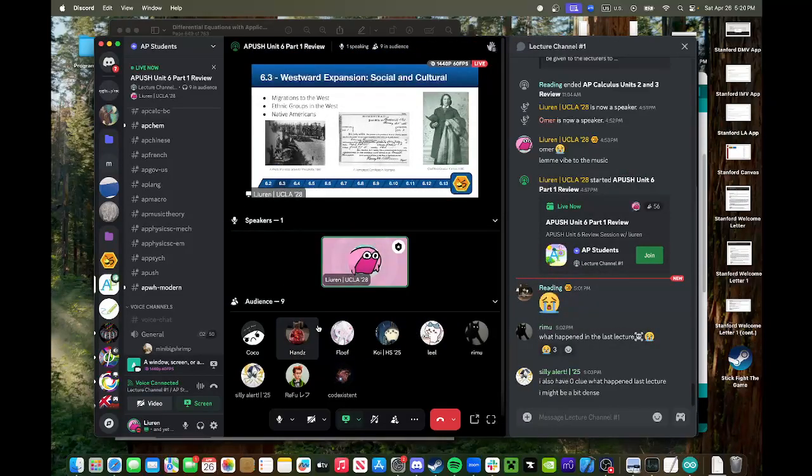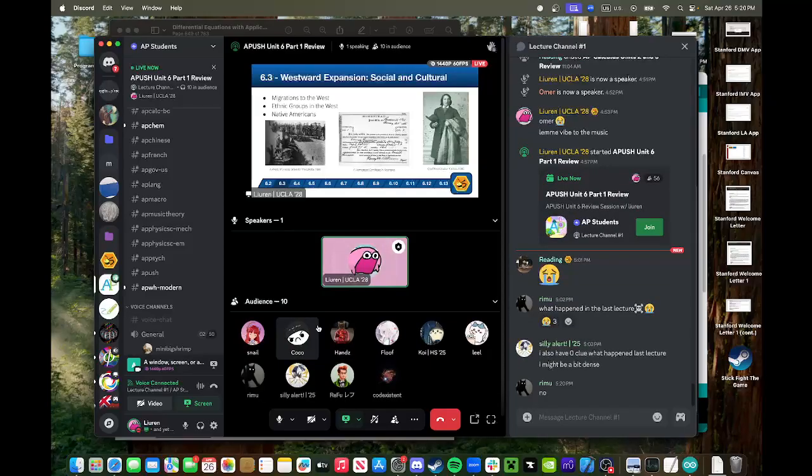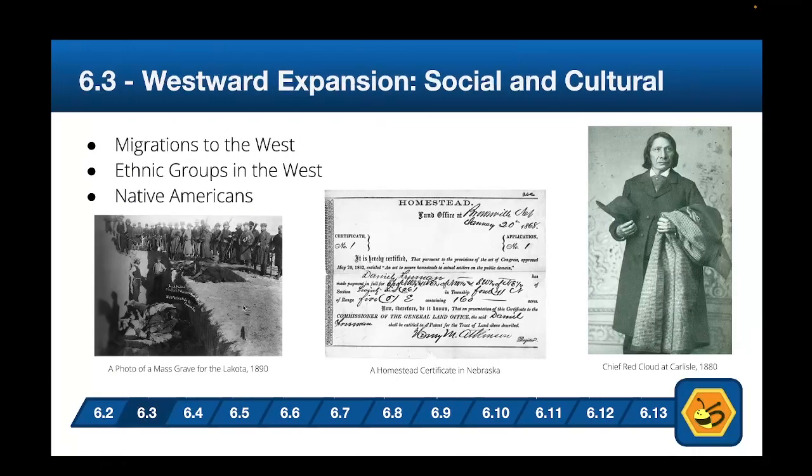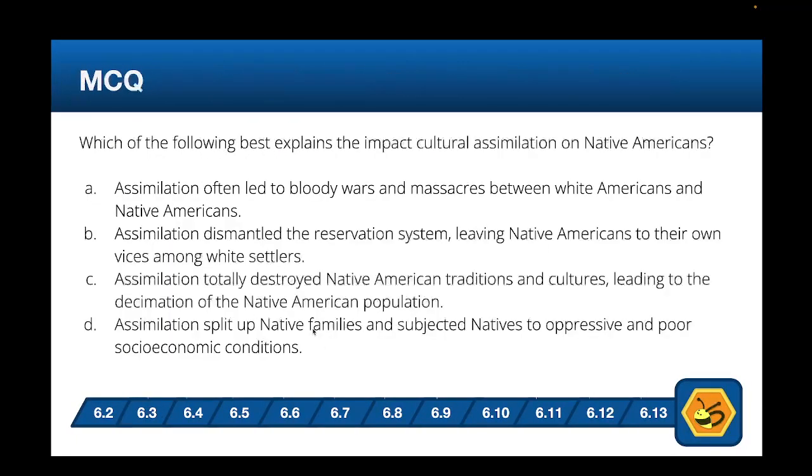Oh yeah, don't worry about the last lecture. Key takeaways you should know: kind of how the rise of agricultural markets happened, the railroads. You've got to know the railroads, guys, as well as knowing how Native Americans were treated in this era. Seems like no one has any questions, so let's move on to an MCQ.